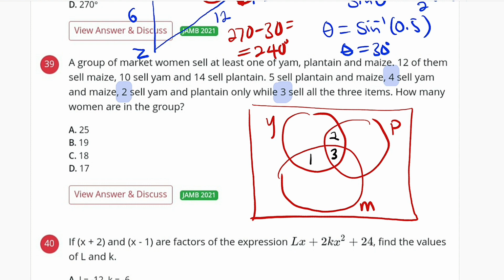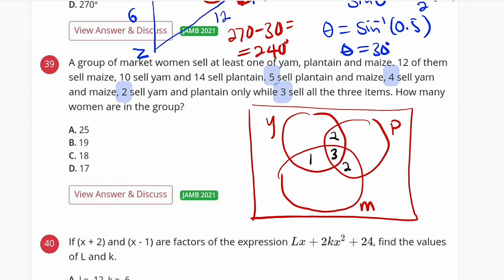Going backward again, we have 5 that sell plantain and maize. So plantain and maize, we have 5 of them, but we already have 3 here, the intersection between them. So we have only 2 that is going to be inputted here, plus this 3 making 5.